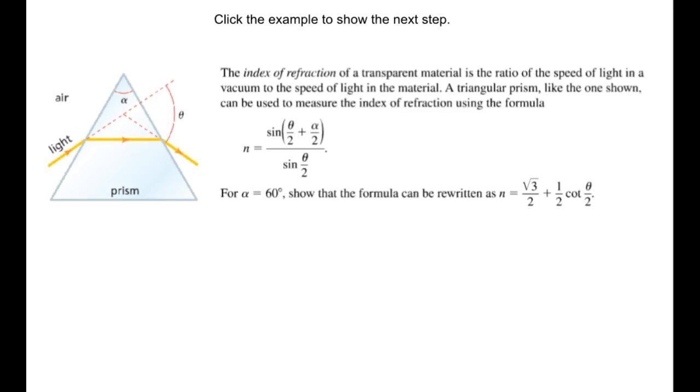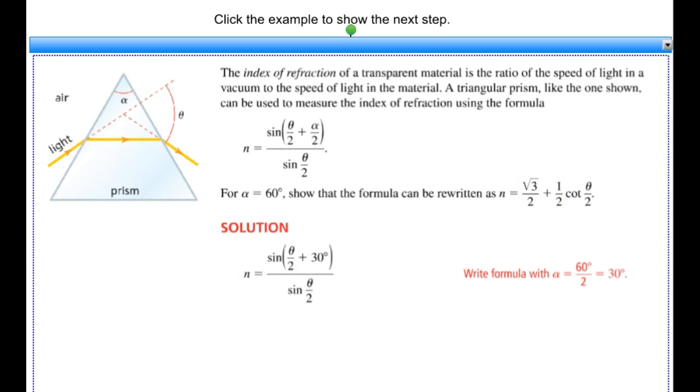Now we're going to be rewriting some real-world situations. The index of refraction of a transparent material is the ratio of the speed of light in a vacuum to the speed of light in the material. So it tells me the difference there. A triangular prism like the one shown can be used to measure the index of refraction using this formula. For alpha equals 60 degrees, show that the formula can be written as n equals square root of 3 over 2 plus 1/2 cotangent theta over 2. So I'm told I have to start here and eventually end up over here.